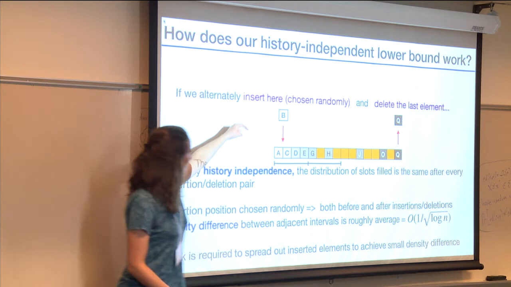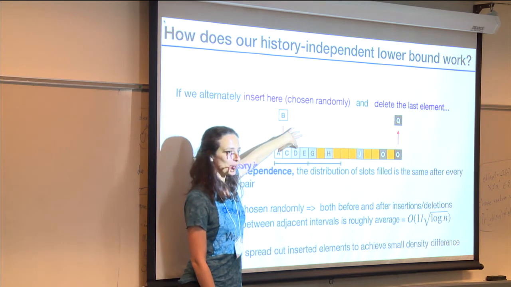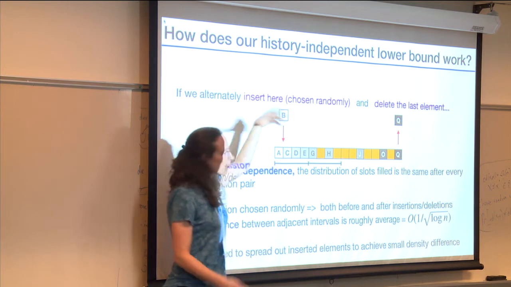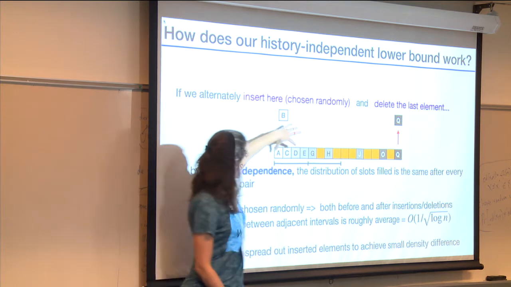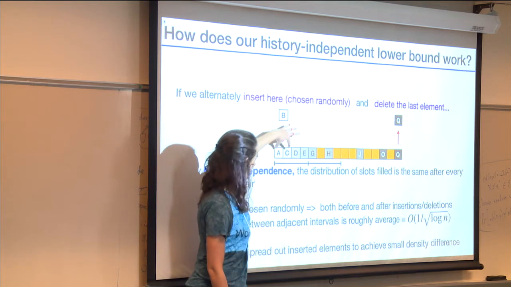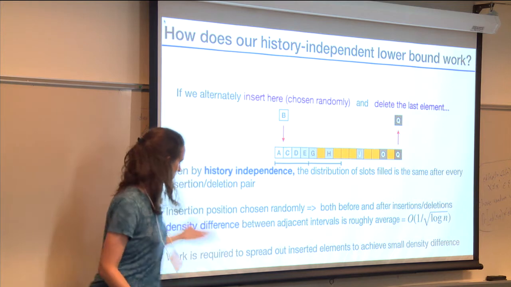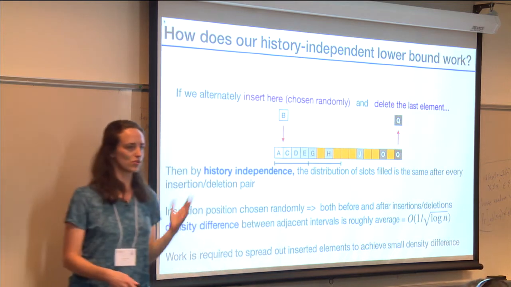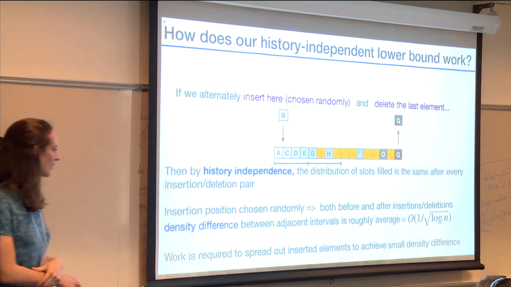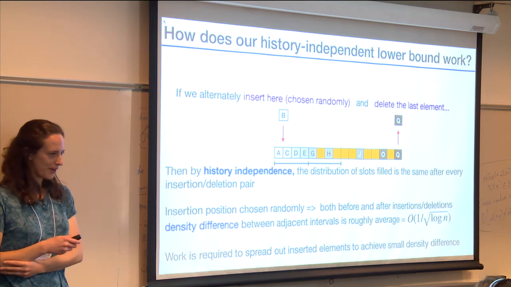So what we're saying is, if we insert here over and over again, then naturally this is going to become super dense. But because we know that the density difference between this and this is not too much, eventually we're going to have to spread some stuff from here over to here so that the difference becomes only 1 over square root log n. Okay, so that's roughly speaking the idea of the lower bound.